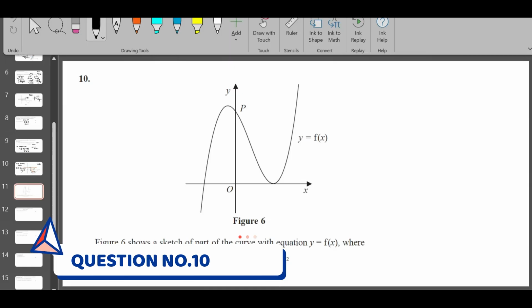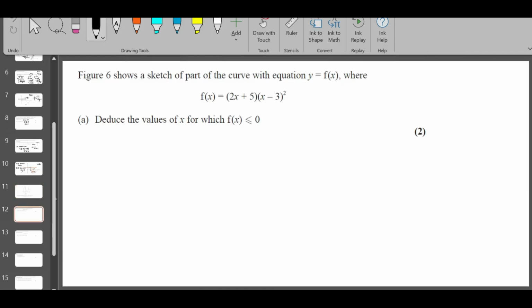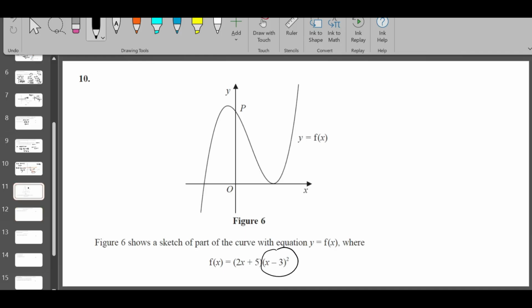Question number 10. We have a cubic graph given, 2x plus 5 times x minus 3 whole square. Deduce the values of x for which f of x is less than or equal to 0. Okay, look at the graph here. This is a repeated root, so x is equal to 3. That's when the graph touches the x-axis. From here, the other root is minus 5 over 2, right? The question says f of x is less than or equal to 0. That means they're talking about the graph that goes below the x-axis, and the corresponding values of x are the solution.